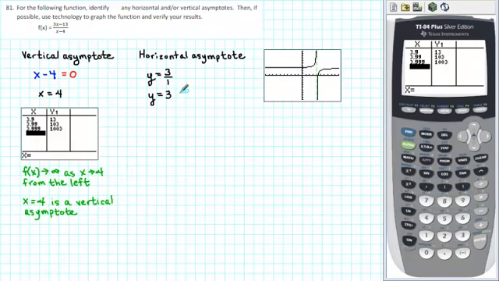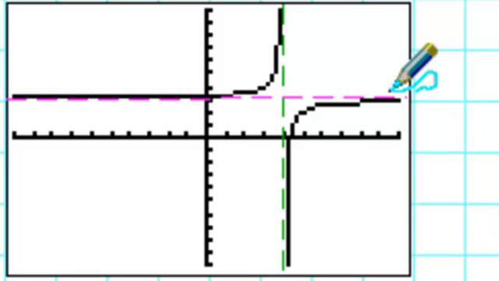Let's see if it seems reasonable that y equals 3 is a horizontal asymptote. When we draw a horizontal line at y equals 3, we see that the function approaches 3 regardless of whether x decreases without boundary or x increases without boundary.